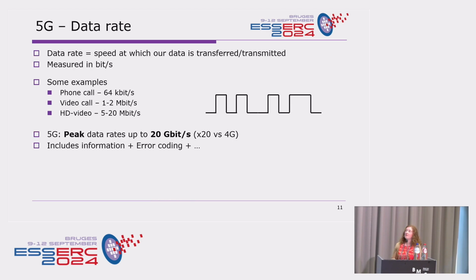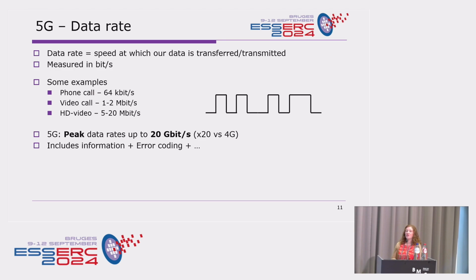So first of all, the data rate. The data rate, probably you all know, is the speed at which our data is transmitted or received. It's measured in bits per second. And some typical examples are shown on the slide, which are a phone call, which uses about 64 kilobits per second. For a video call, we are around 1 to 2 megabit per second, and for an HD video, it's about 5 to 20 megabit per second.